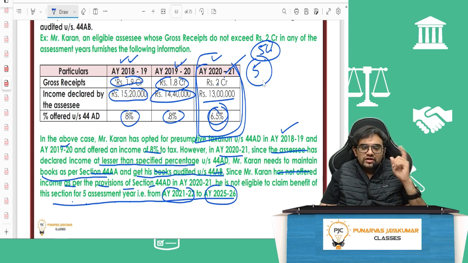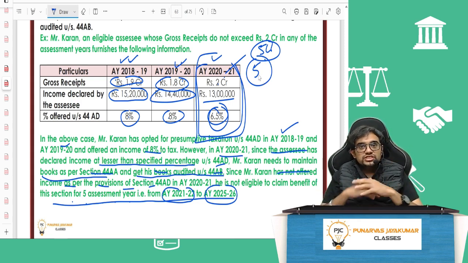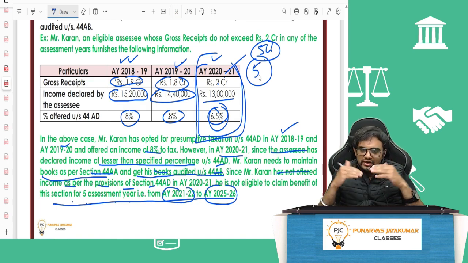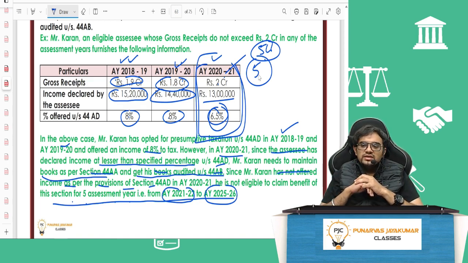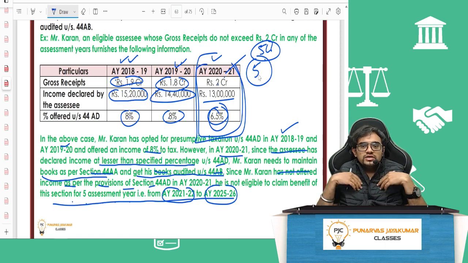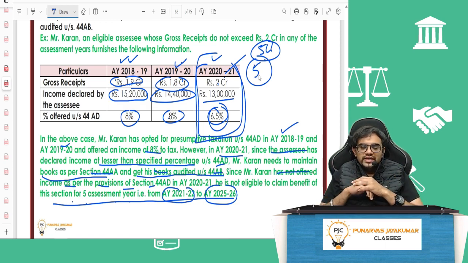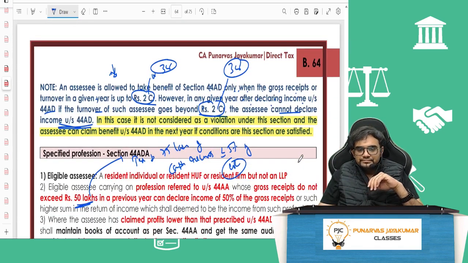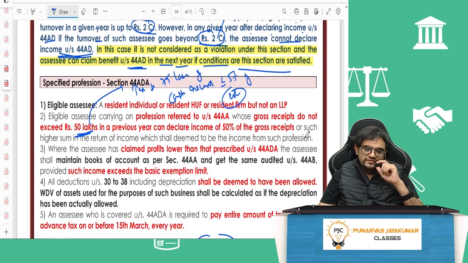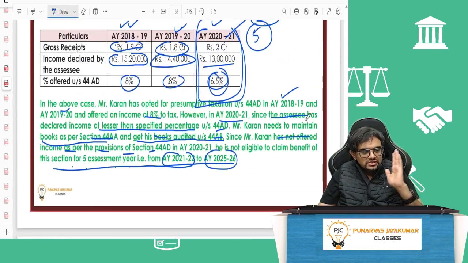If I cannot claim 44AD, will it amount to a breach? No, I did not commit any breach, because I would have loved to do it under 44AD, but my turnover went haywire. So will that opt-in, opt-out scheme come into play if I wanted to come under 44AD, but could not because there was a breach in the turnover? In this case, it is not considered a violation under this section, and the SSE can claim benefit under 44AD in the next year if the conditions in this section are satisfied. That is regarding 44AD presumptive taxation.